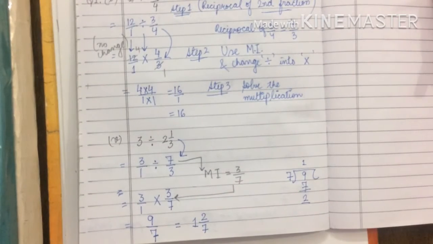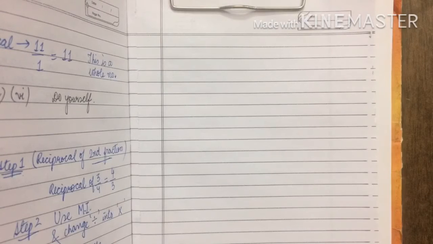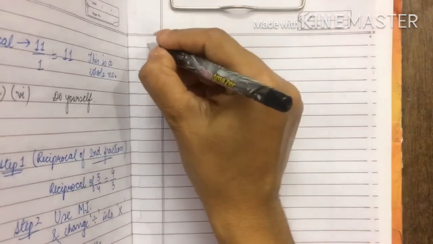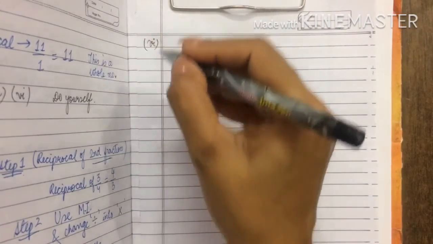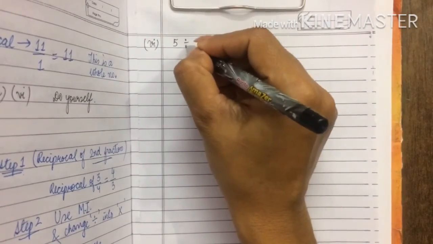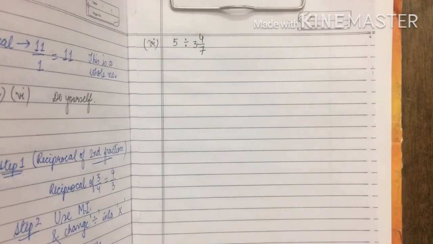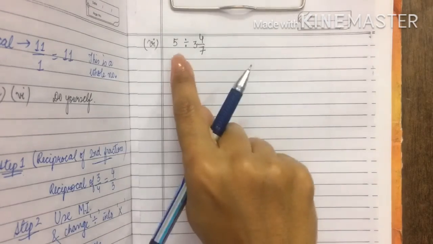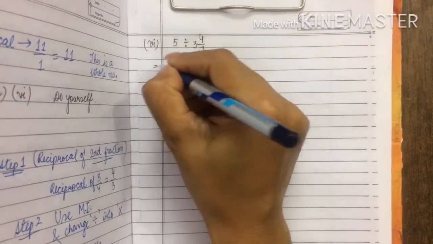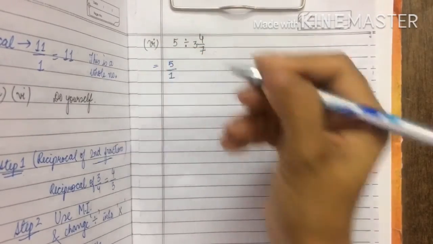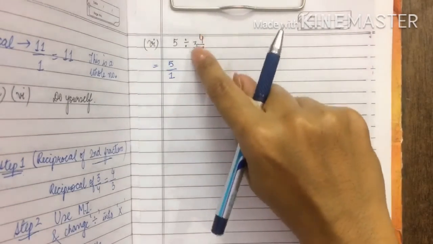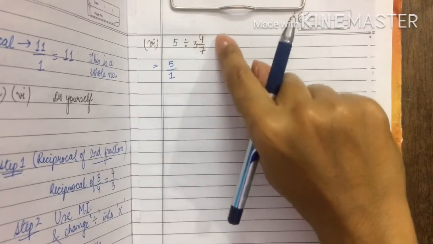Let's do one more part. The next part that I am doing from question number 1 is 6th part. We have 5 divided by 3, 4 by 7. So the first thing I want to do is simplify the question before I do the division work. So 5 is not a fraction. Let's write it as a fraction, 5 by 1. Let's simplify this mixed fraction.